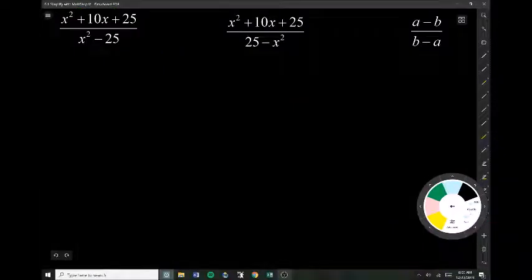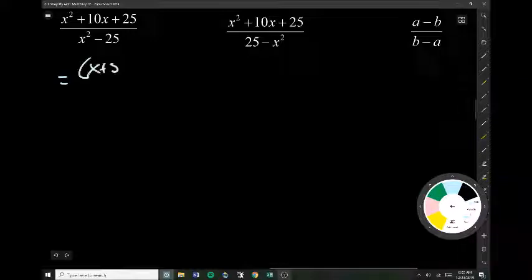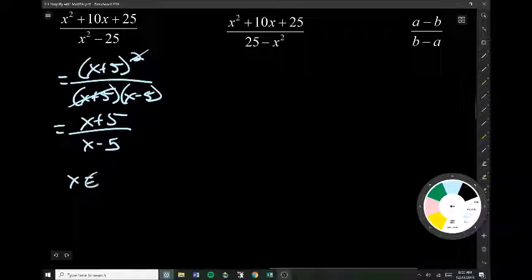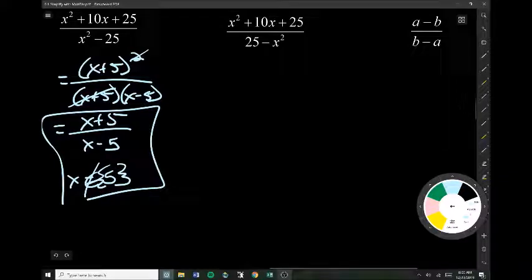Here's the same problem twice. I want to show you a very key and kind of fun distinction we can make. The top here factors into x plus 5 squared. The bottom is x plus 5, x minus 5. One of these x plus 5s on the bottom and one of these x plus 5s on top divide to 1. So we get x plus 5 over x minus 5, and x cannot be 5. That's one down.